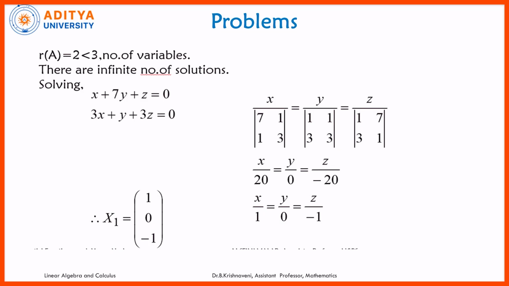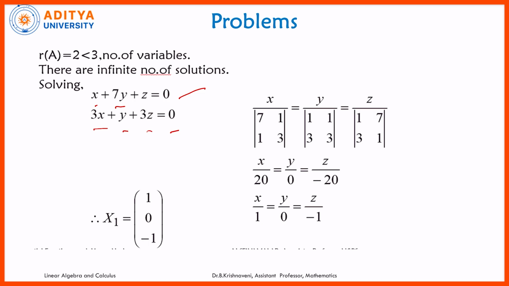Here we have taken x plus 7y plus z is equal to 0, 3x plus y plus 3z is equal to 0. So, previously, if we observe, to find the eigenvector we used another method. You can follow that method, or this is another method which is very easy to calculate an eigenvector. So, now to find the solution of these 2 equations with the 3 unknowns.